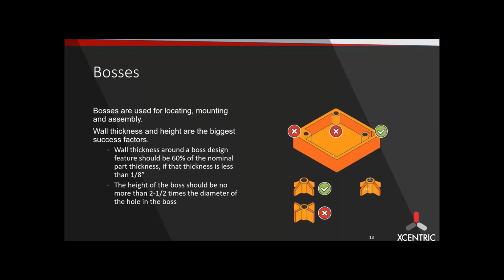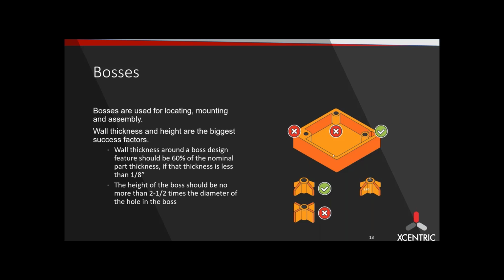All right, bosses. These are going to be similar to ribs. Usually bosses are used for some type of locating or mounting, for an assembly, two halves coming together or something being bolted down like a circuit board. The wall thicknesses and heights are the biggest factors of these. They're just basically a round rib if you really look at it. So kind of following the same rules for ribs. They should be roughly about 60% of the nominal part thickness.